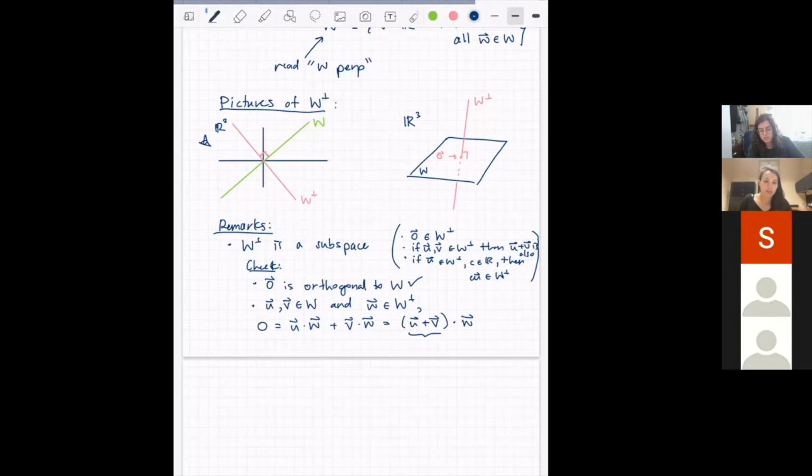I think I said that correctly. Right, so we get 0. So that means that U plus V is in, oh wait, I think I wanted it this way. U plus V in W perp, that makes more sense. Then U plus V is in W perp.